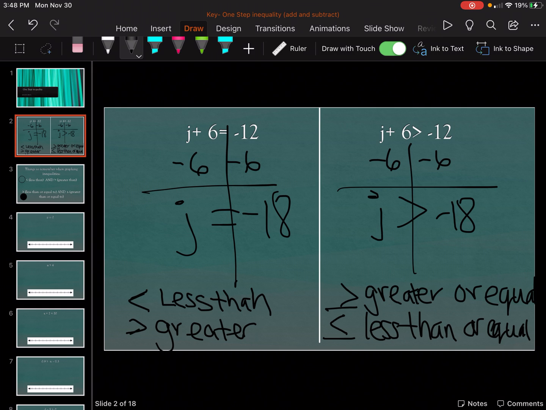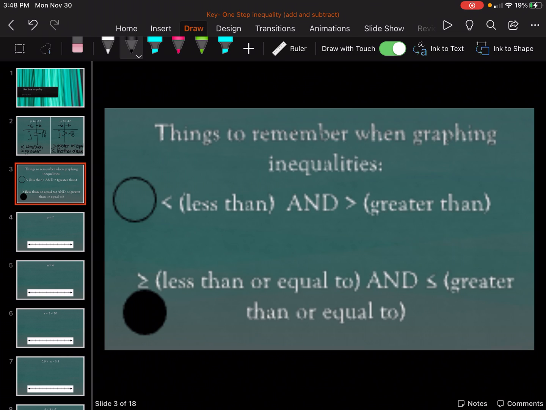So this is saying that J is greater than negative 18. So it could be negative 17, it could be 4. Either one, greater than it. It can't be negative 18 because it doesn't have that equal to sign.